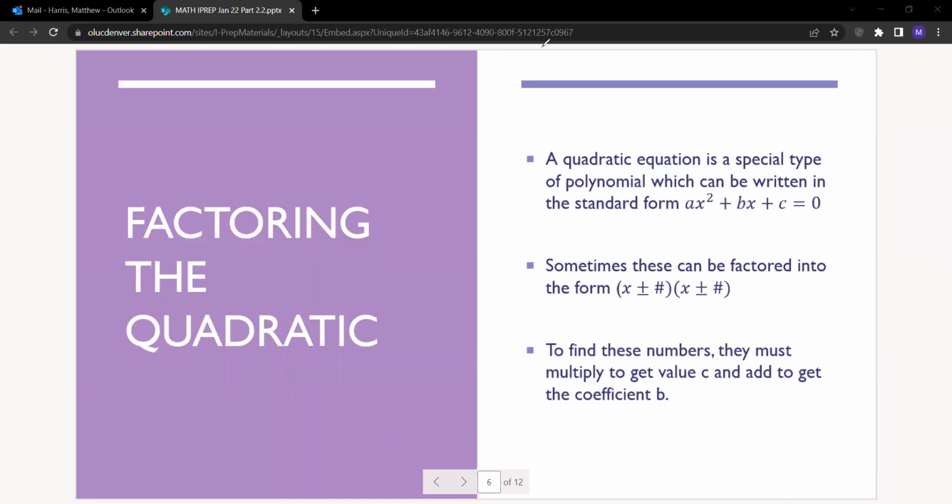So to find these numbers, you simply see what multiplies to get value c and what adds to get coefficient b. And when we talk about values and coefficients, we mean these right here, a, b, and c.